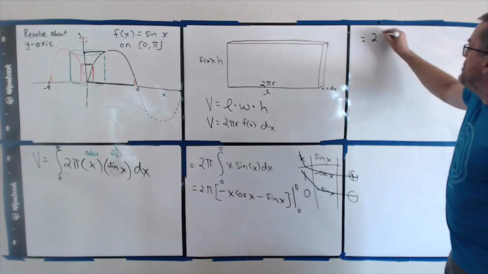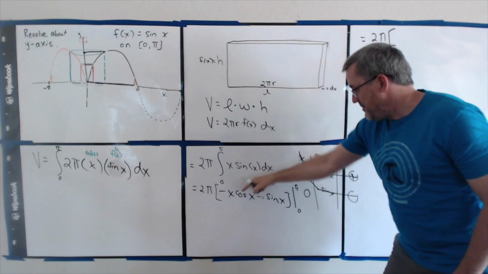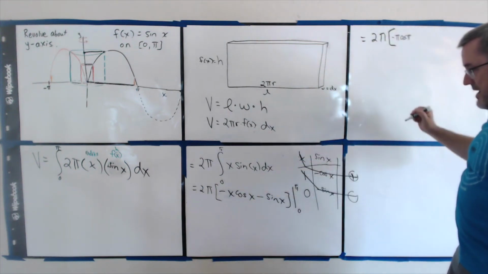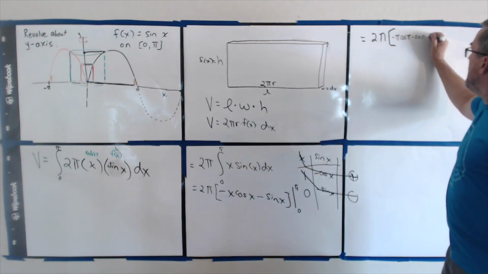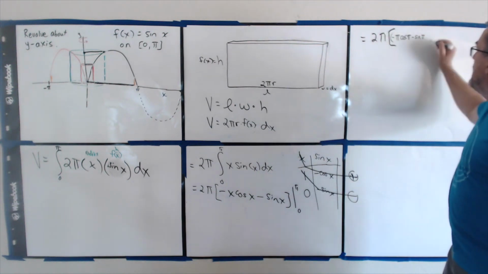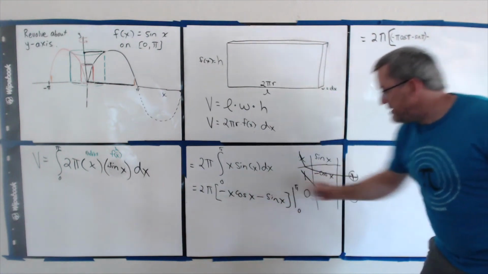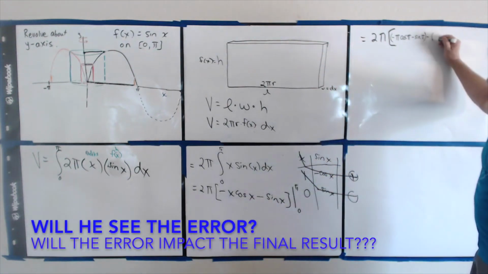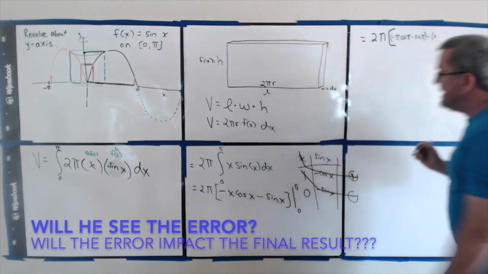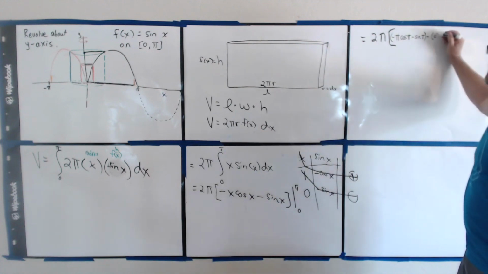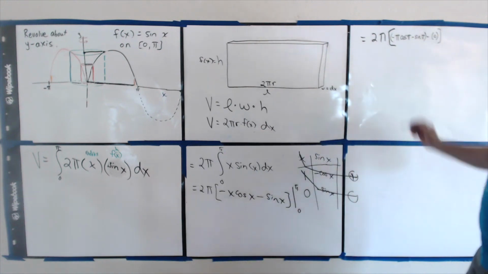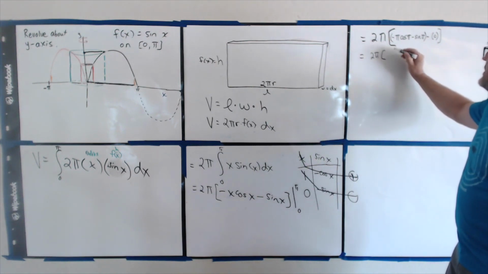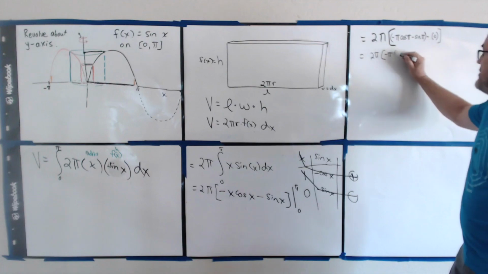So what we now have is 2 pi times, let's do the fundamental theorem, negative pi cosine of pi minus the sine of pi, minus, plug in a 0. Now, 0 times the cosine of 0 is just going to produce a 0, minus the sine of 0. The sine of 0 is 0, and so all that's just going to be 0. So what we have is 2 pi times, let's see here, negative pi times the cosine of pi.